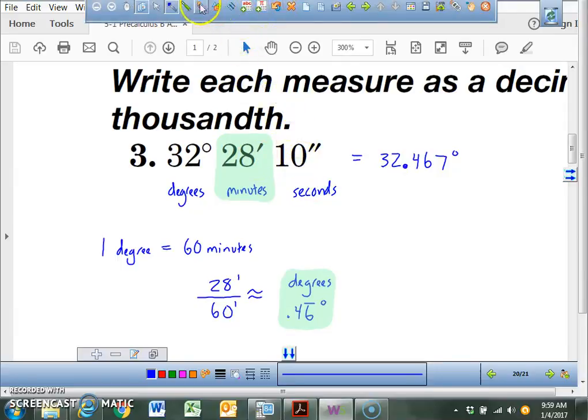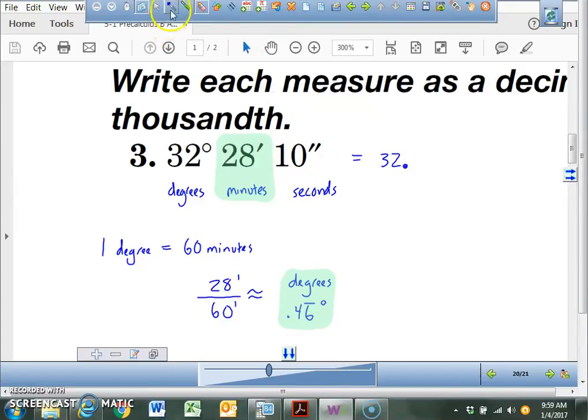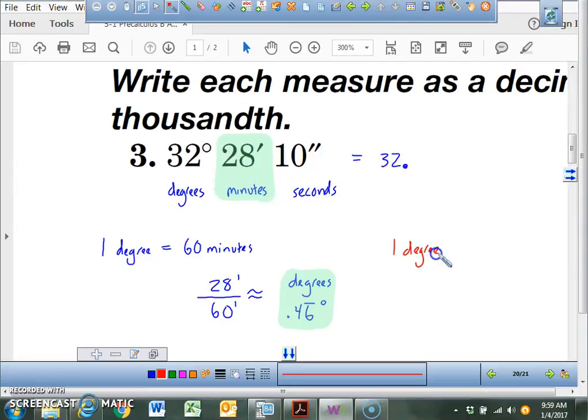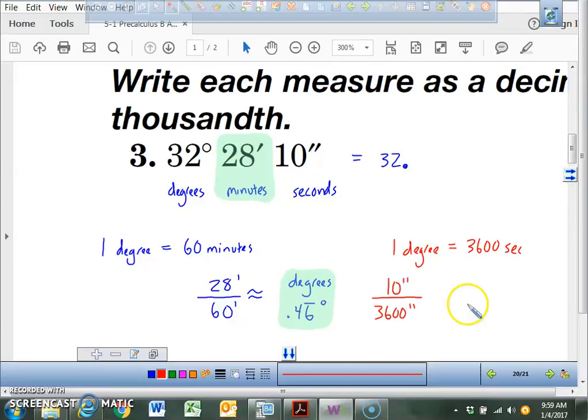So let me erase this part. We're not totally done yet. Let me do this in red. 1 degree equals how many seconds? 3,600. Very good. Well, we don't have 3,600 seconds, do we? We have 10. So what fraction do you think of it? That's right: 10 seconds over 3,600 seconds.